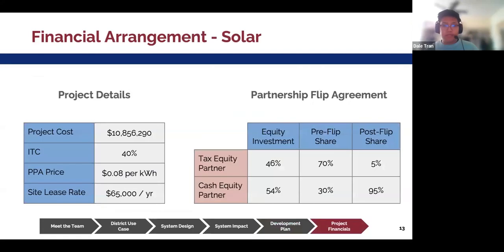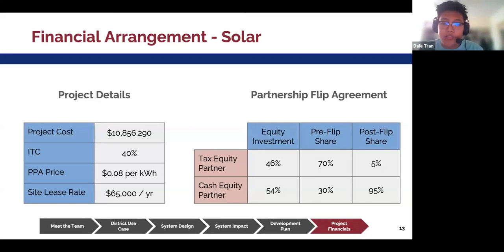Next slide, please. Yeah. So here's the financial arrangement for the solar at the airport. The project cost would go to about $10.8 million, as we've estimated. And again, because Windham falls under the low income tax bonus, the ITC jumps to 40%. We estimate a PPA price of 8 cents per kilowatt hour because this project falls in between a large scale commercial as well as a smaller utility scale project. So balancing the 4 cents per kilowatt hour estimate for utility scale projects and the 12 cents per kilowatt hour of commercial, this is the number that we chose to estimate with.